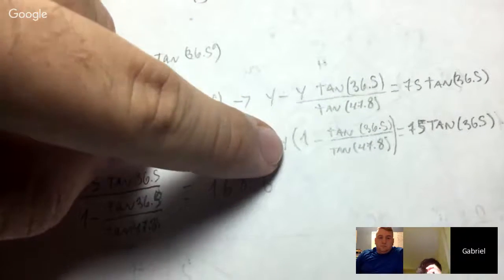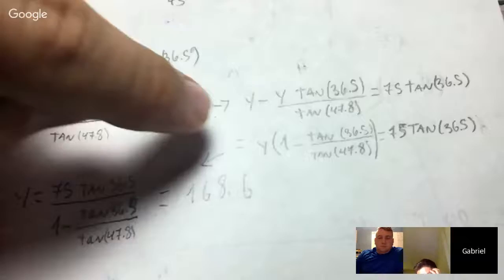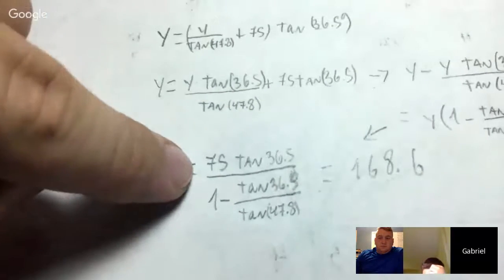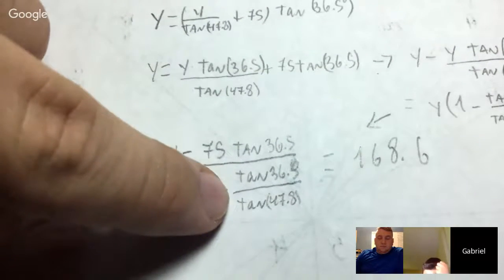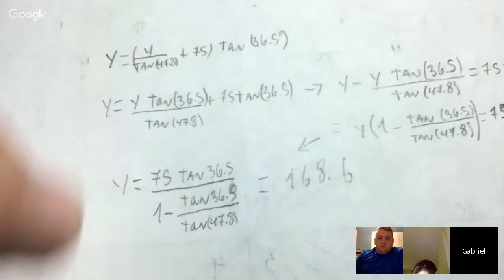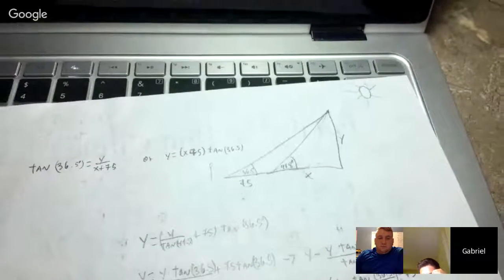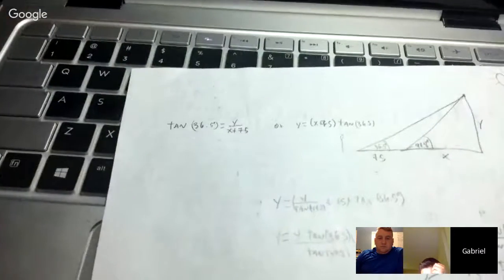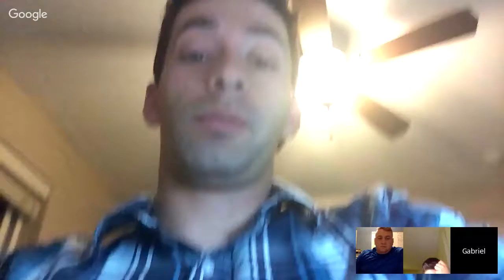And then we factorize y. We get 1 minus tangent of 36.5 over tangent of 47.8 equal that. And then we get y equals 75 tangent of 36.5 over 1 minus tangent of 36.5 over tangent of 47.8. And that equals 168.6 feet, I think. Or feet, yeah, 168 feet point 8 inches. I don't know. Does that make sense? Yeah, it does.